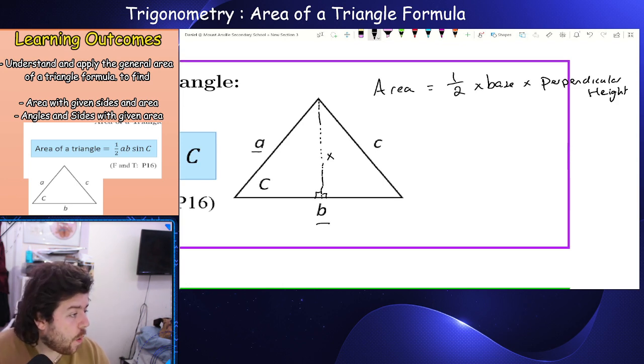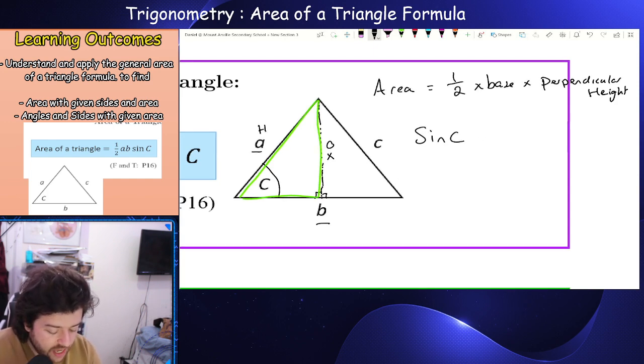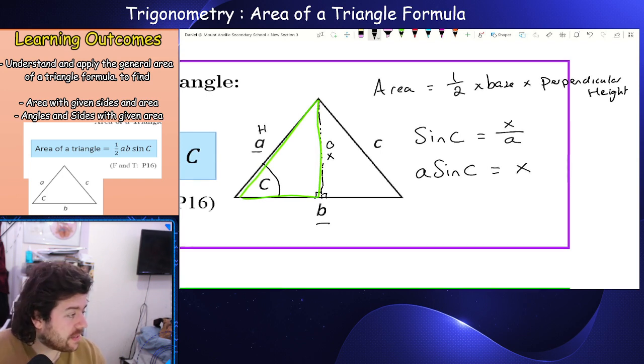Well, if you see here, I have a, I have x, and I have my angle C. So if I isolate out a right angle triangle here, I have two sides and an angle. So I have my opposite side and I have my hypotenuse. So I know sine C is going to be equal to x over a, where x is my perpendicular height. Now, if I rearrange this to get x on its own, I'm going to get a sine C is equal to x, or my perpendicular height.